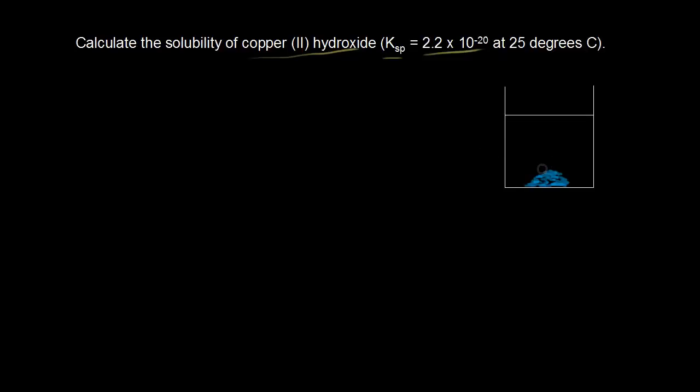I'm going to take my eraser here and take off a small bit of our solid at the top, and let's say that small amount turns into ions. So what ions would we have in solution? Copper(II) tells us we have Cu2+ ions in solution, and then we also have hydroxide ions in solution, OH minus.